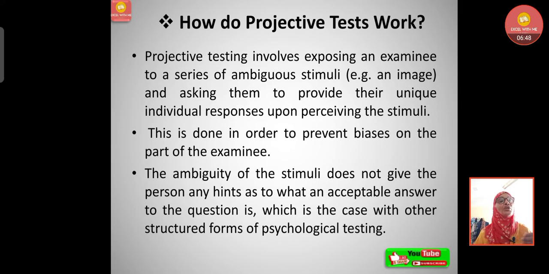This is done in order to prevent biases on the part of the examinee. So there won't be any bias. The ambiguity of the stimuli does not give the person any hints as to what an acceptable answer to the question is, which is the case with other structured forms of psychological testing. The ambiguity of the stimuli does not give the person any hints at all on what to say. The answers should be the individual's own perception.